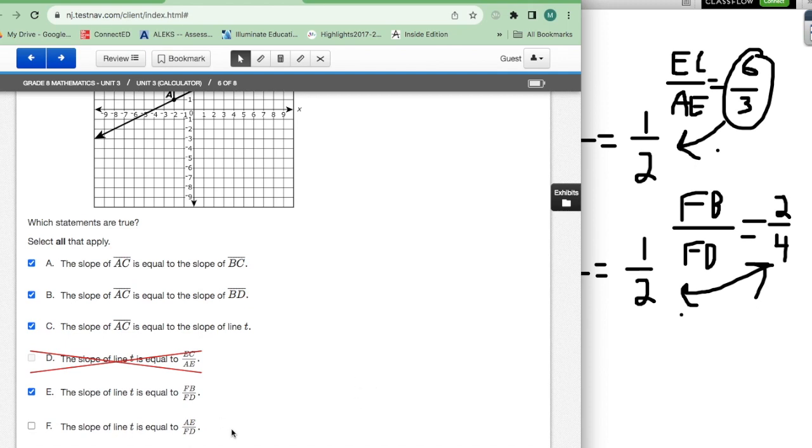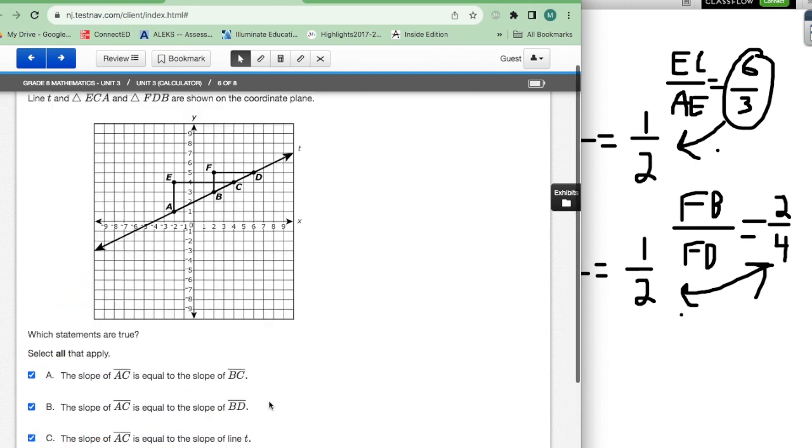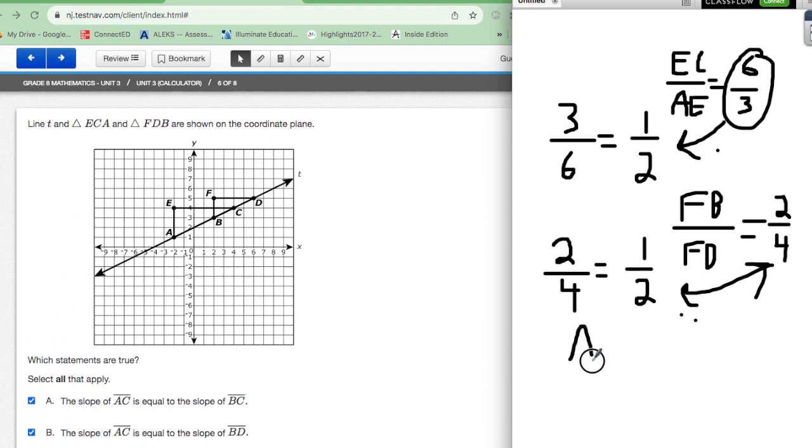Slope of line T is equal to AE over FD. So let's try that out. AE over FD. Yeah, we really got to fill up our scratch paper for this, everybody, because there's just going to be work to do. AE up 1, 2, 3. FD over 1, 2, 3, 4.